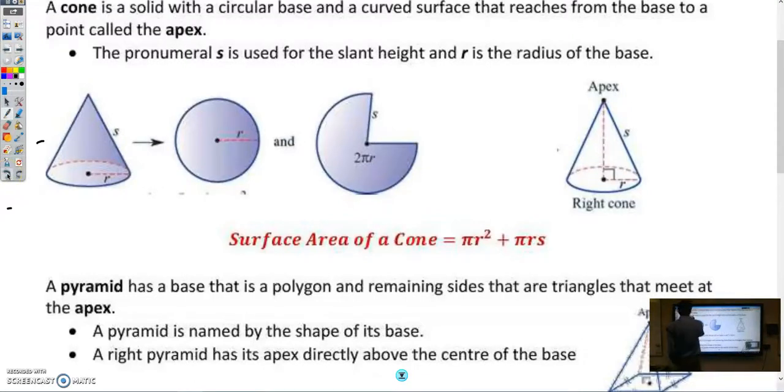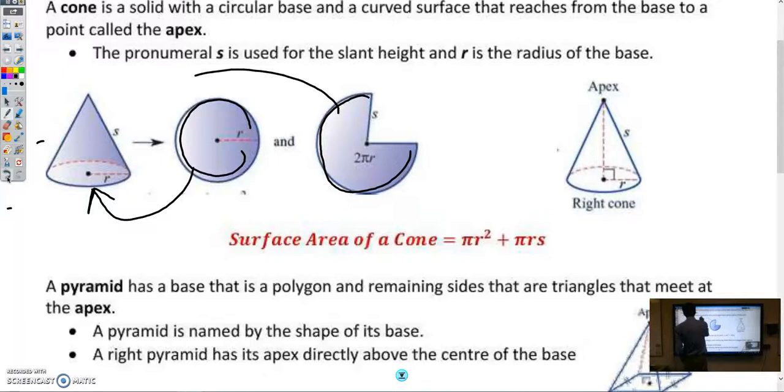We have the curved surface, which is a circle that has been reduced, so the formula is pi r squared plus pi r s, where this is the base and this is the curved surface at the top. So this is your pi r squared. This is your pi r s.